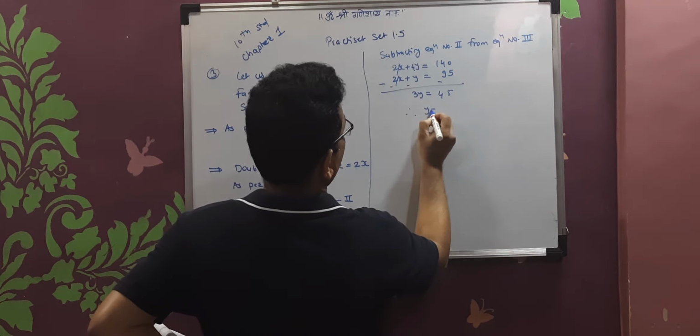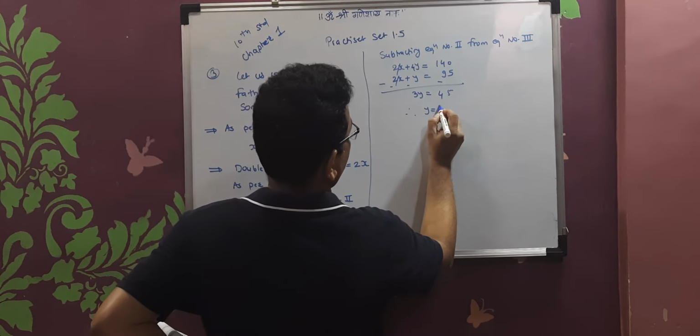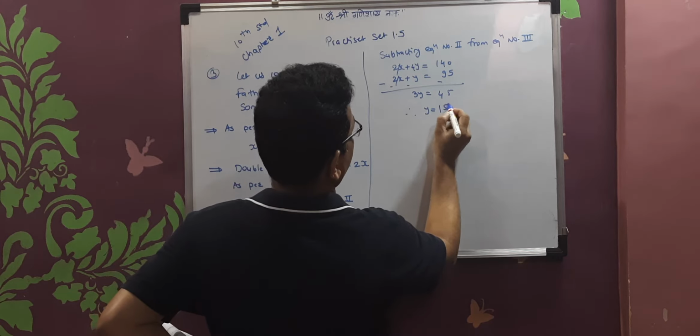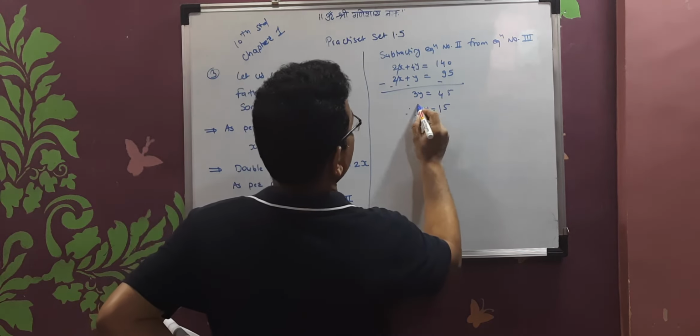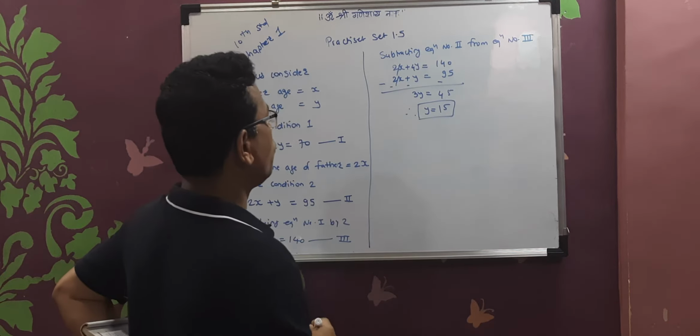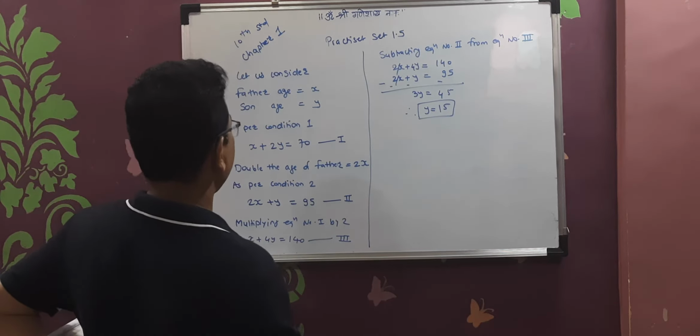So y is equal to 45 by 3. 3 1s are 3 and 3 5s are 15. So y is equal to 15. We got the value of y. Now we have to calculate the value of x.